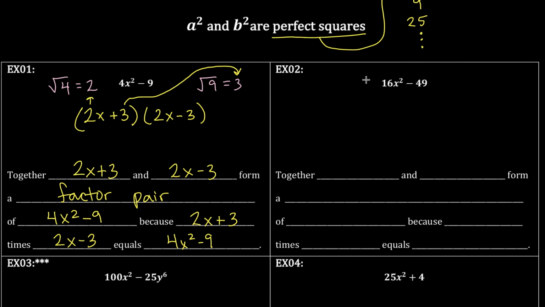So let's take the square root of 16 and the square root of 49. Oops. Oh, there we go. Oh, I didn't even leave any room for the answers. The square root of 16 is 4. Square root of 49. Remember, we don't care about this minus right here. Is 7.